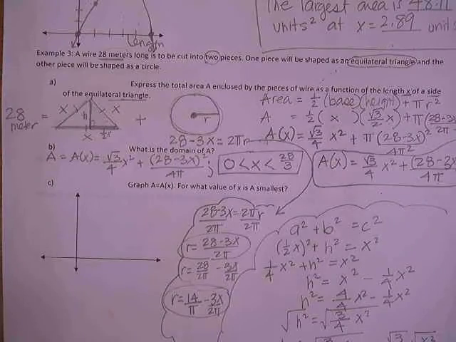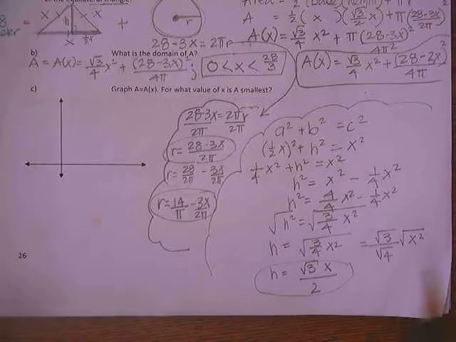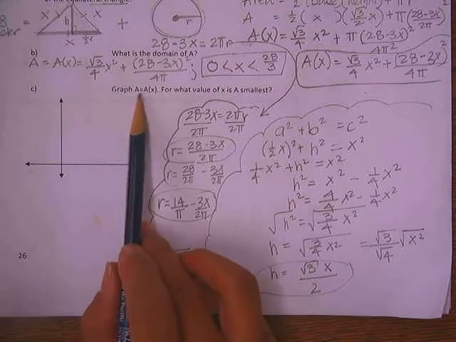All right, we are on the last part here, which is C. Graph A equals A of x.